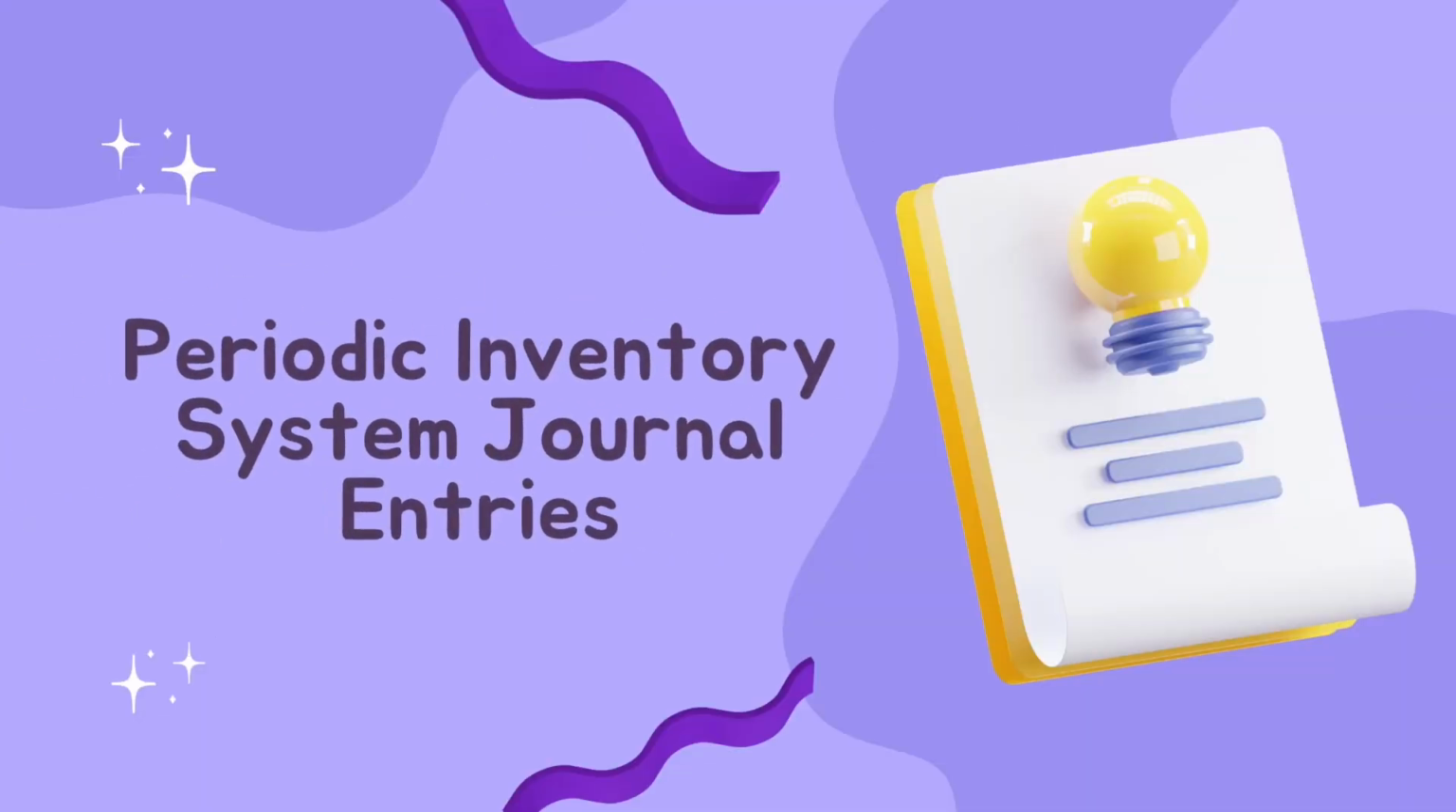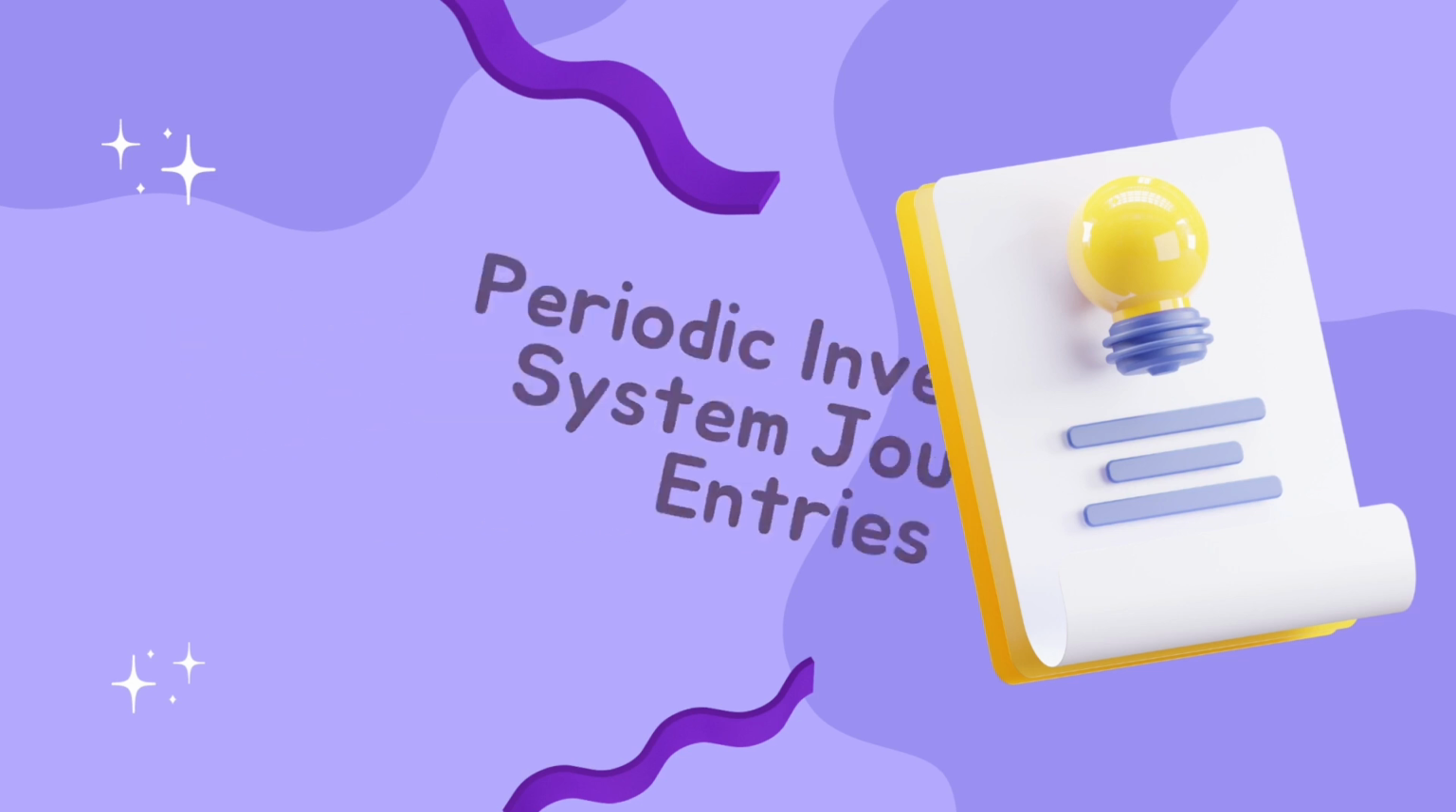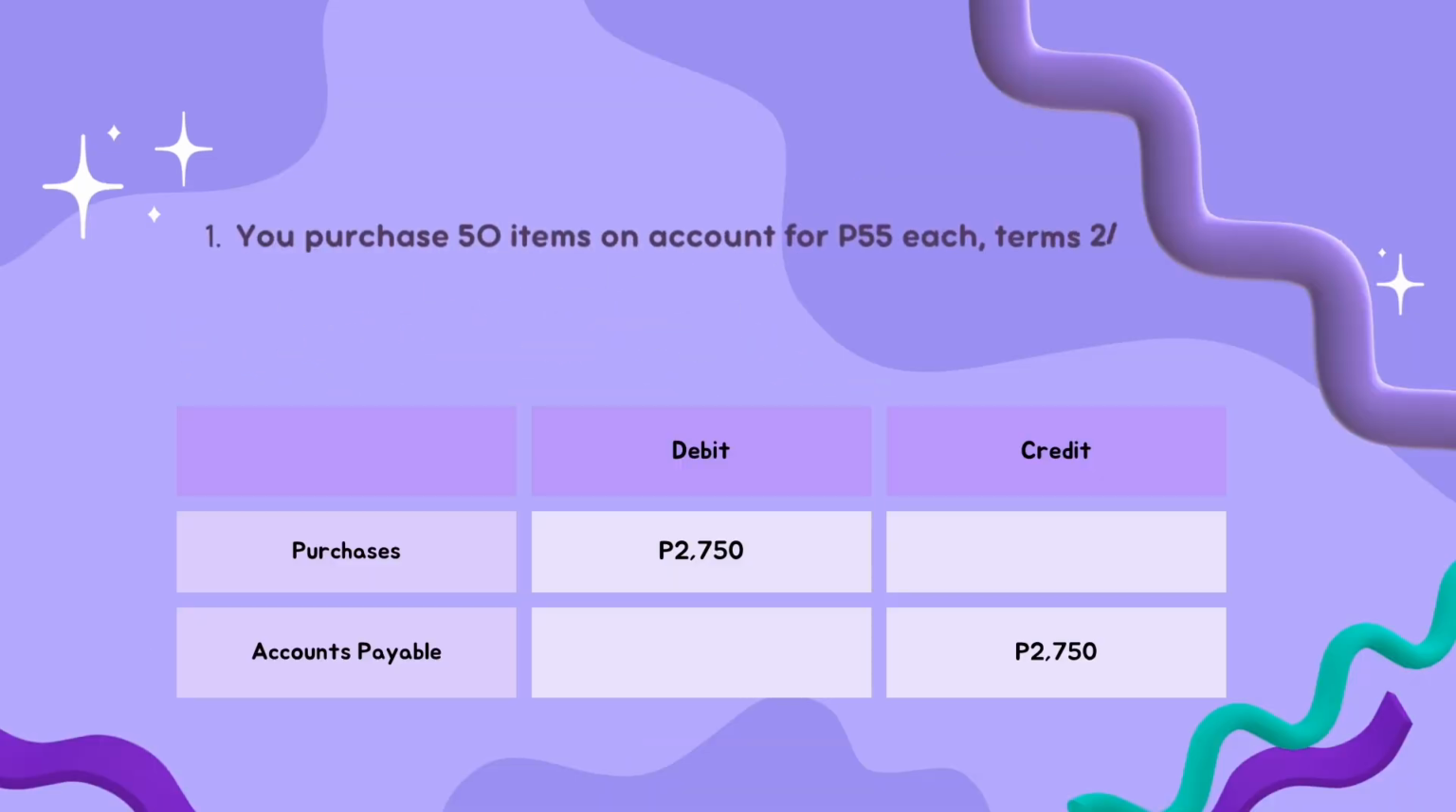Periodic inventory system journal entries. So ito yung example ng journalizing under periodic inventory system. So first transaction, you purchase 50 items on account for 55 pesos each, terms 2 over 10, net 30. So in this transaction, buyer tayo. Bumili daw tayo ng 50 items on account and each is nagkakahalaga ng 55 pesos.